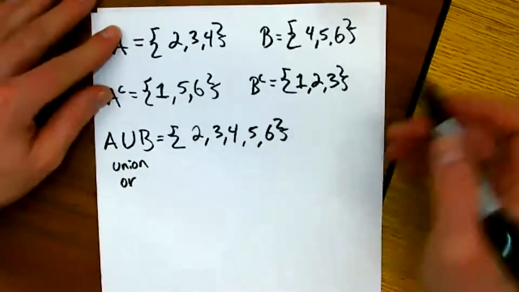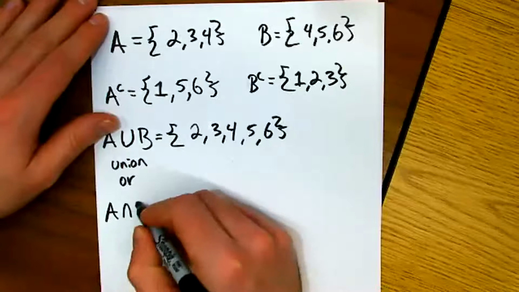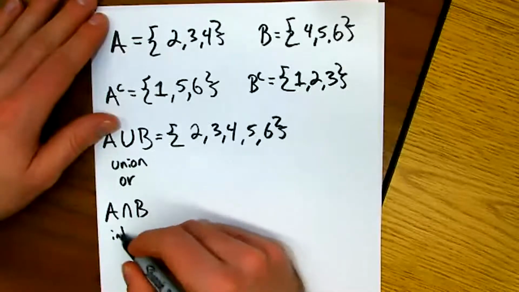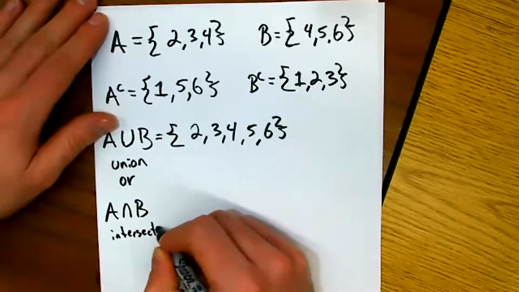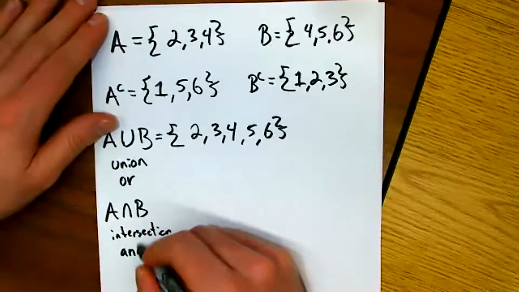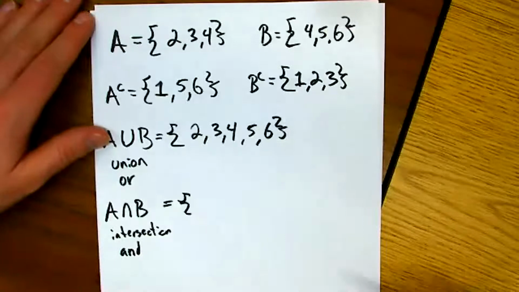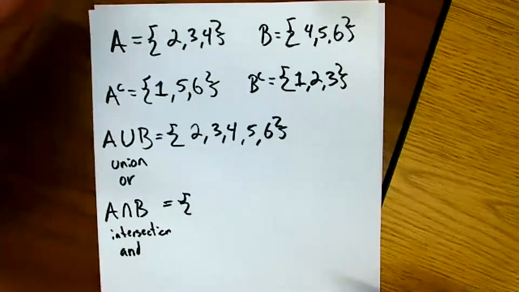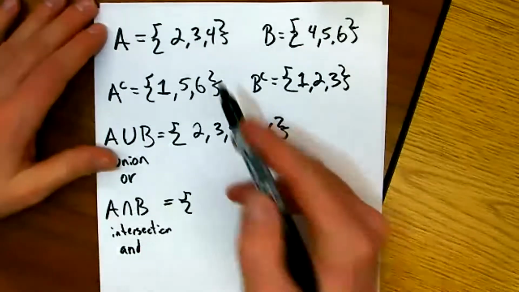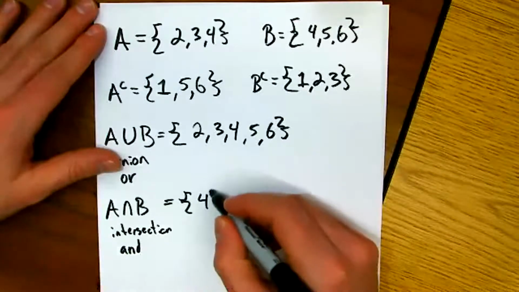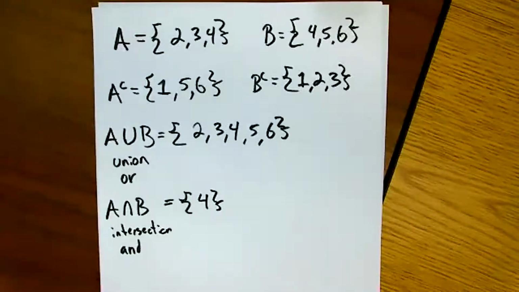Okay? What if I wanted the intersection of A and B? So what's in A and in B? What outcomes are in A and in B? The only outcome that's in both of them is that outcome of 4, okay?